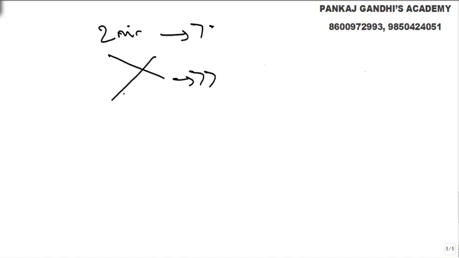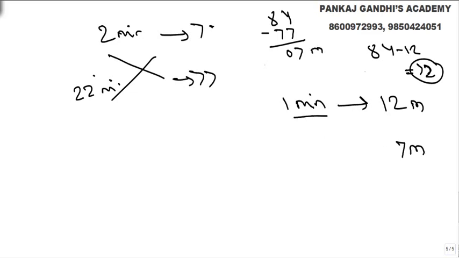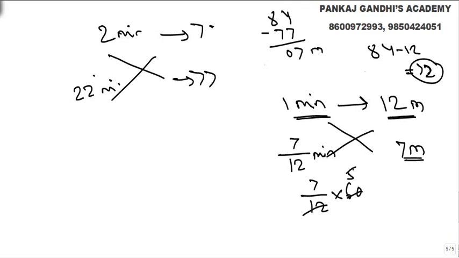2 minutes 7, how many minutes? 77, minus 12 we took, next multiple of 7 after 72. In the next 1 minute, the monkey goes up 12 meters, height is 84. Already it has reached 77, it just needs to go 7 meters more. In 1 minute, the monkey can go up 12 meters. It has to go just 7 meters. So how much time will it need? 7 by 12 minutes. That is 35 seconds.